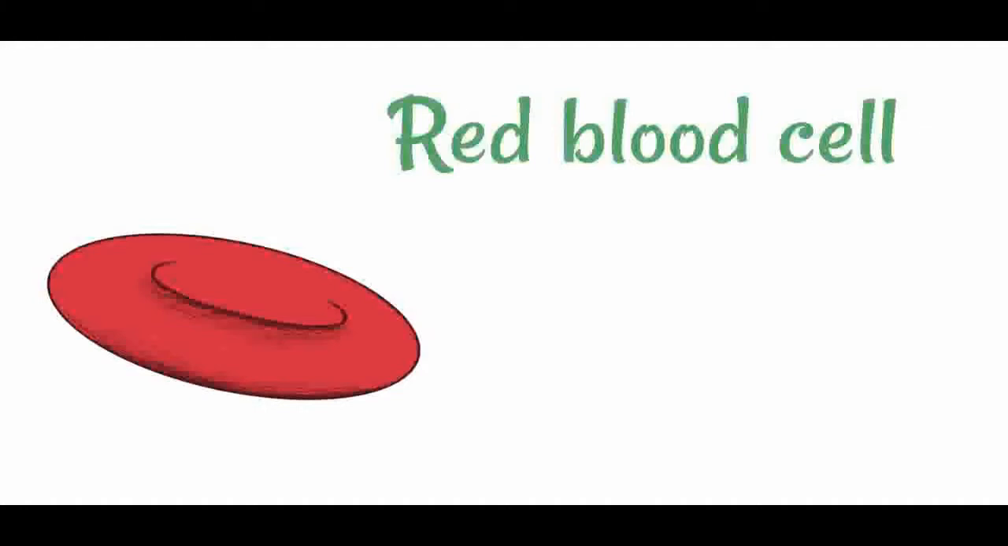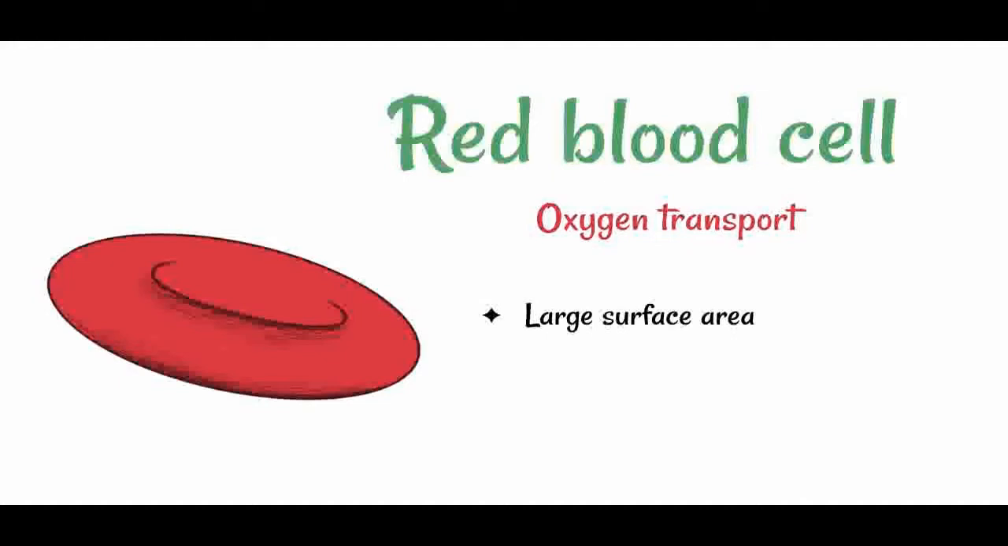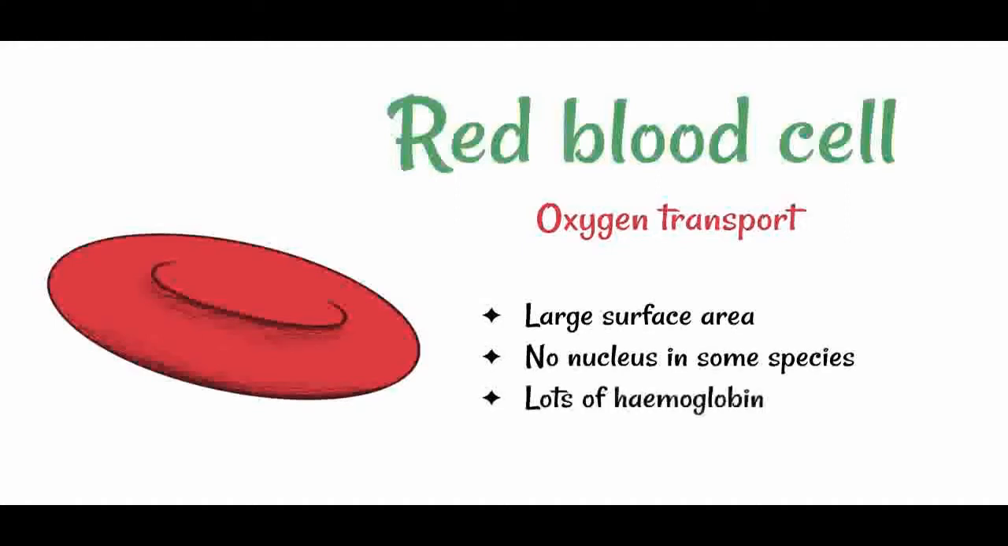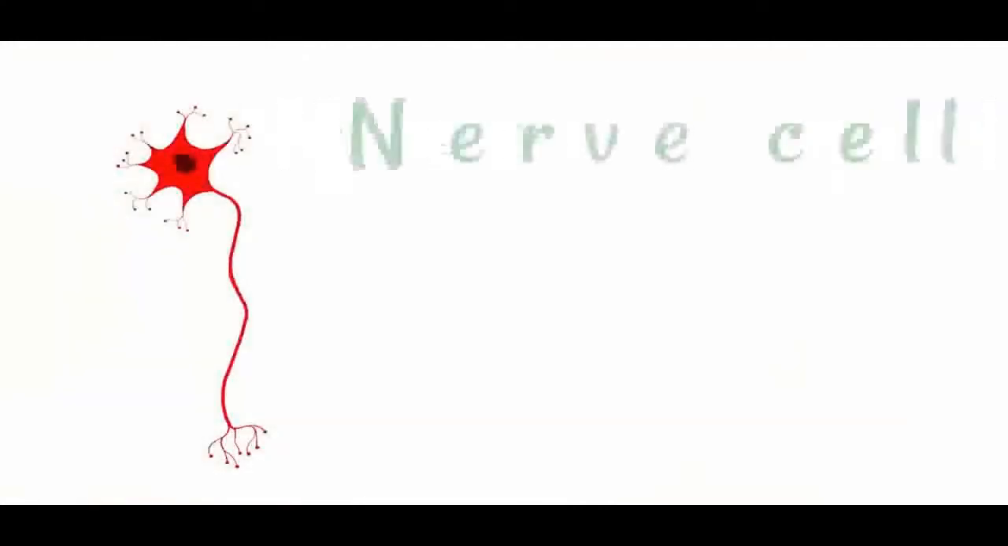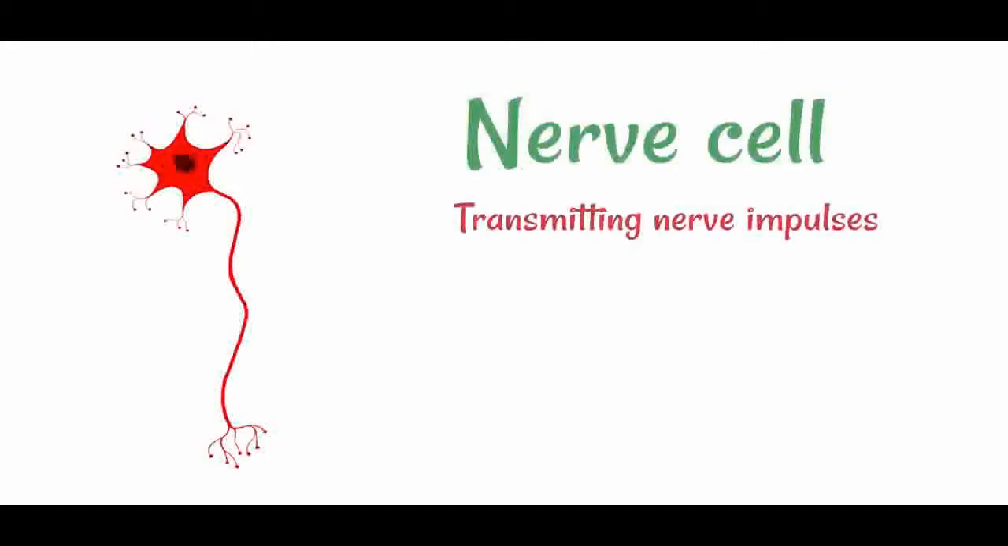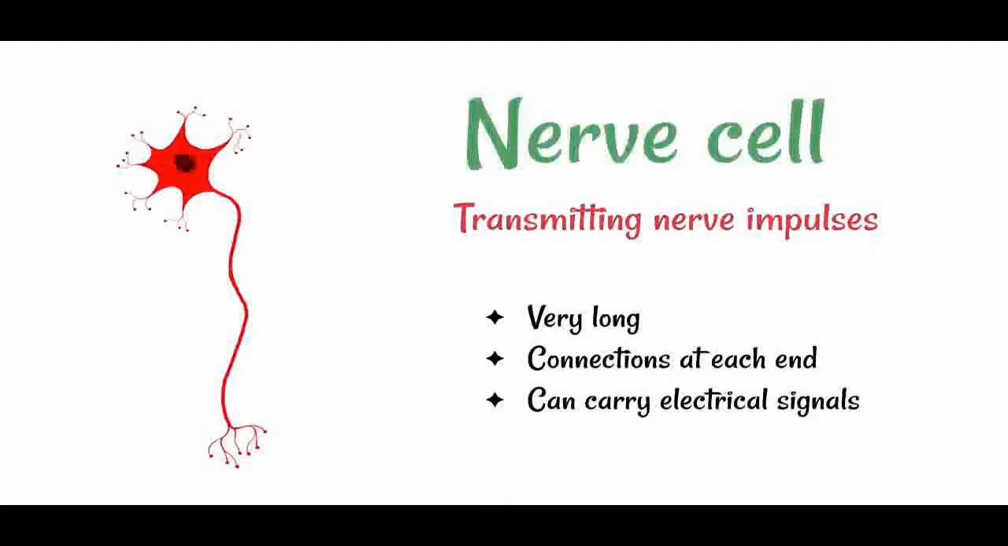Next up is the red blood cell. This one is responsible for oxygen transport. It's got a large surface area which is provided by that biconcave shape. It's got no nucleus in some species. In humans, the red blood cells have got no nucleus, and that gives more room for hemoglobin, which is what's responsible for carrying oxygen. Nerve cells are responsible for transmitting nerve impulses. These are very long, so they can take information over long distances through the body. They've got connections at each end, so they can connect up to the receptors or to the next nerve cell, and they can carry electrical signals.